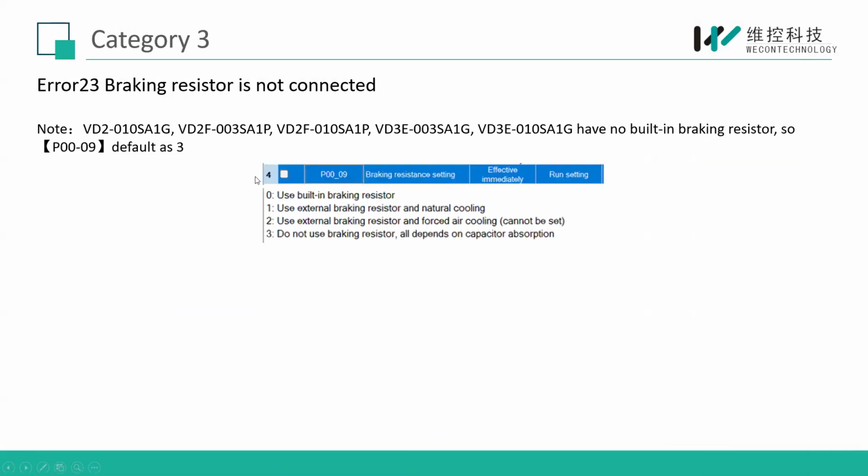And if you want to connect an external bucking resistor, please remember to set this parameter P0-09 as 1, and this value default is 0. Okay, and also here you can see this model driver has no bucking resistor.